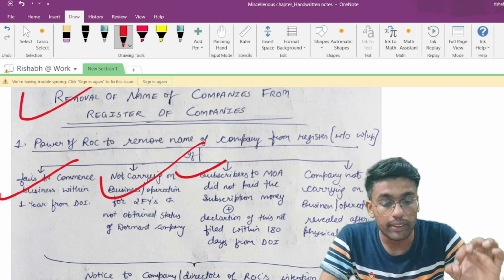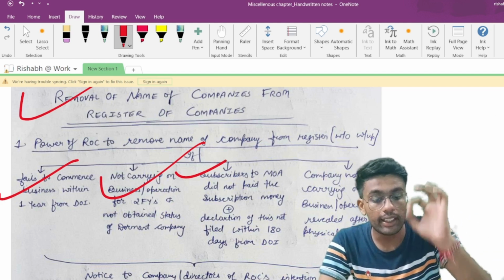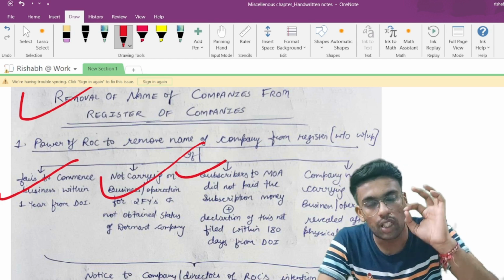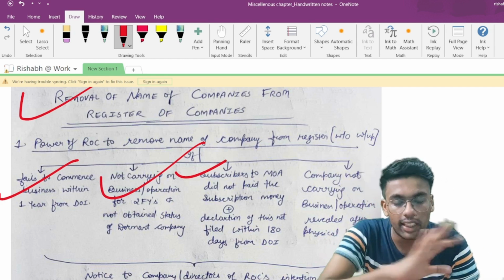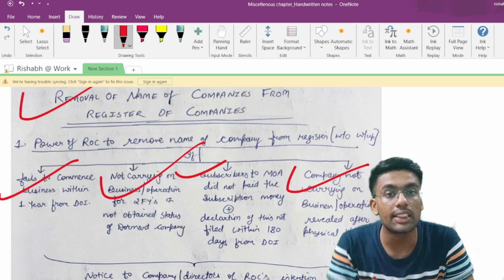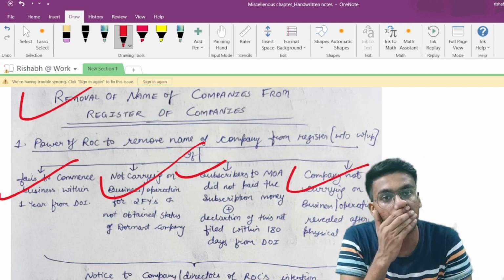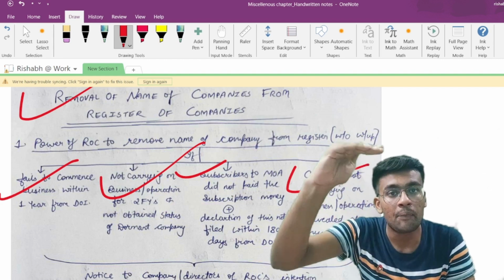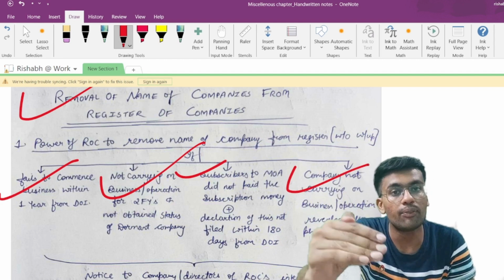If the subscribers to the memorandum did not pay the subscription money and a declaration of this is not filed within 180 days from the date of incorporation, then in such a case the ROC can strike off the name of the company. Or if the company is not carrying on business or operation, which is revealed after the physical verification conducted by the ROC. So these are the four circumstances under which the ROC can remove the name of the company from the register of companies.